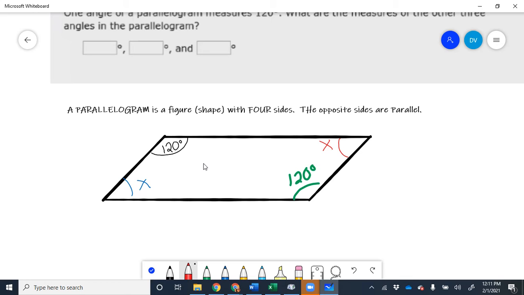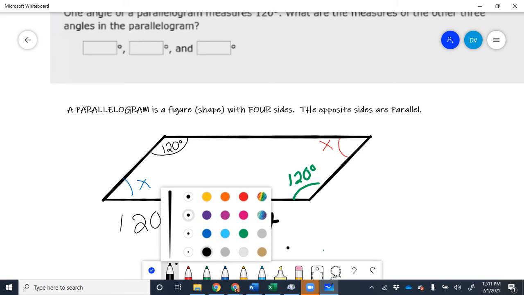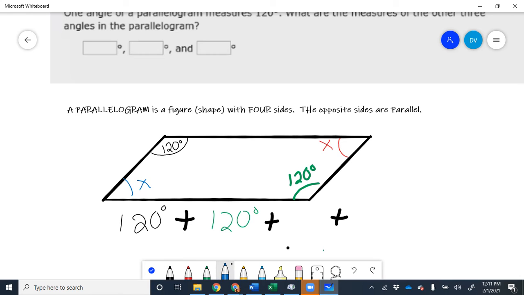Now, my question is, how much do all four of these angles add up to? 180 or 360? You're right. I'm going to write what you said. If I add up 120 degrees plus 120 degrees plus x and plus the other x, it adds up to 360 degrees. Write that equation.